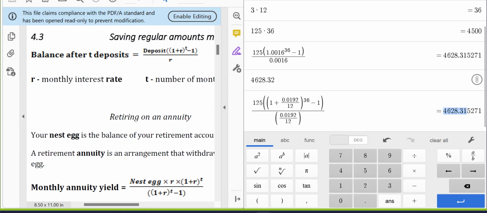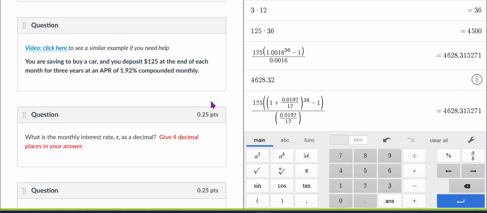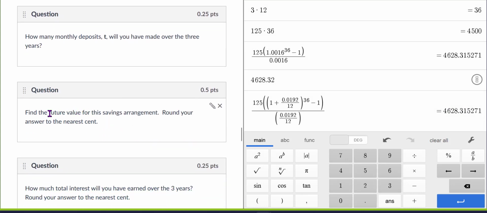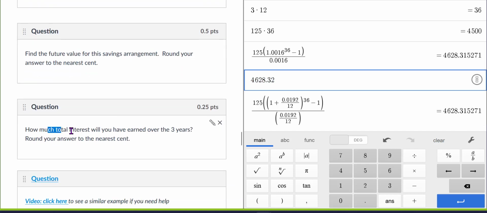Okay, so that's the future value. We got the future value, it's this number here. And now we need to know how much total interest you will have earned over the 3 years. Round your answer to the nearest cent. So press pause and try that yourself, and then I'll do it.